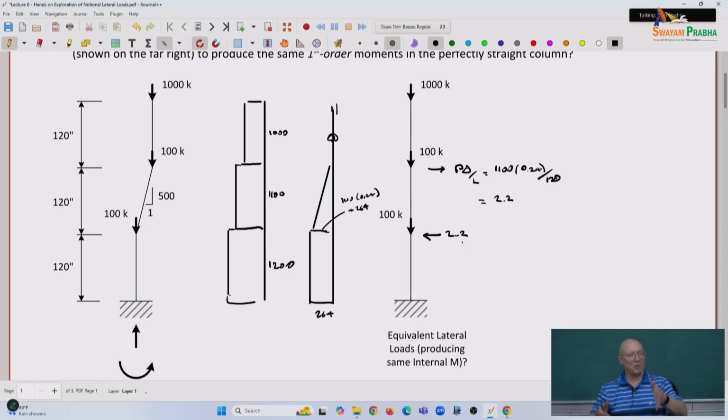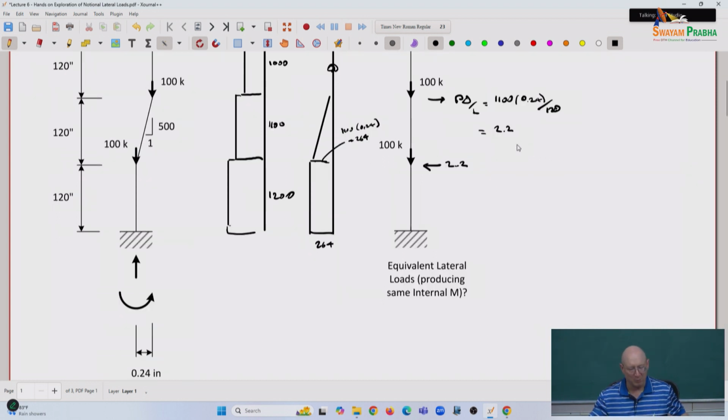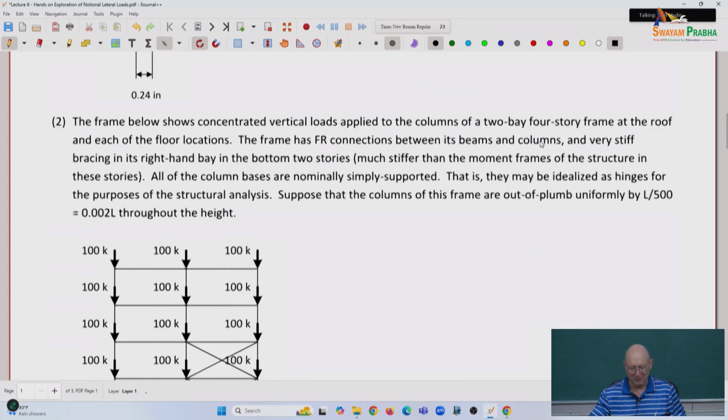But if I had uniform lean on the structure, I would do that for each story in the frame, and we would end up with our notional loads that are the 0.002 Y sub i, if it's 1 in 500, at each of the stories.